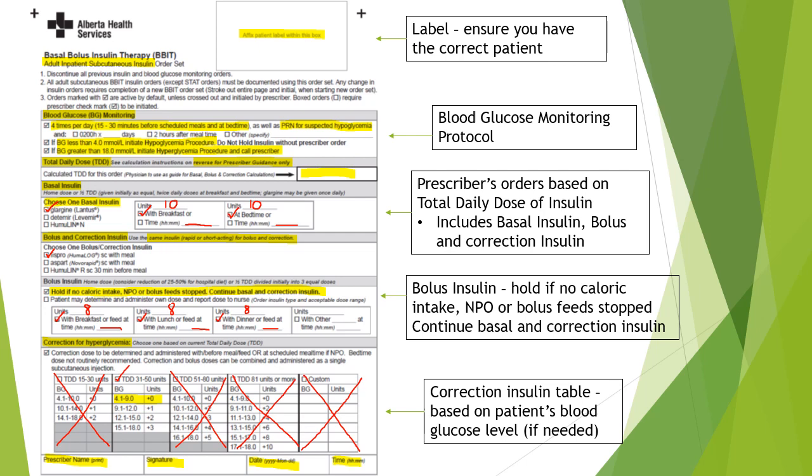So you're taking the bolus insulin dose, and then based on the patient's blood glucose, you look at the appropriate box in the correction area and determine whether or not you need to add any correction insulin to that bolus dose. And that's generally how you read the basal bolus insulin therapy order sheet. As we move through this presentation, there'll be an opportunity for you to answer some of the questions, and we'll go over the answers so you get a little bit of additional practice with that.